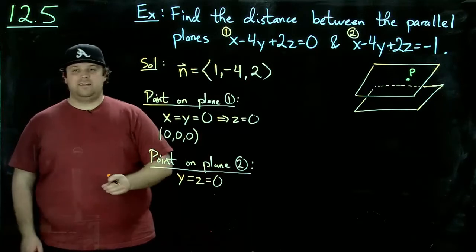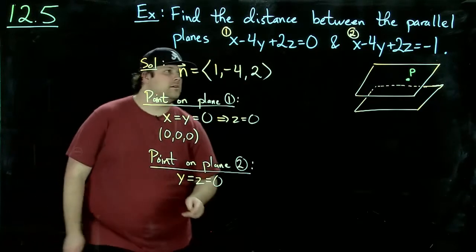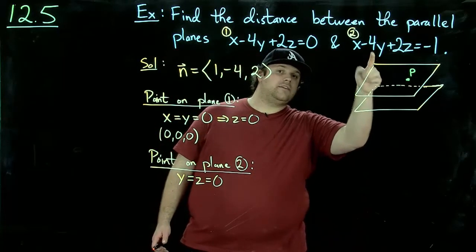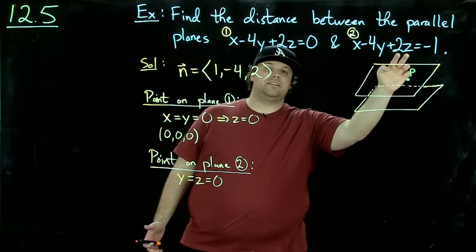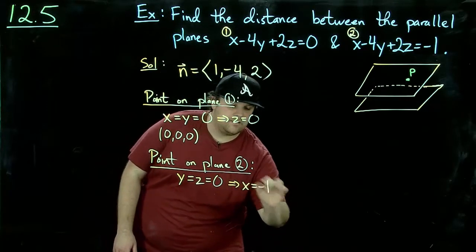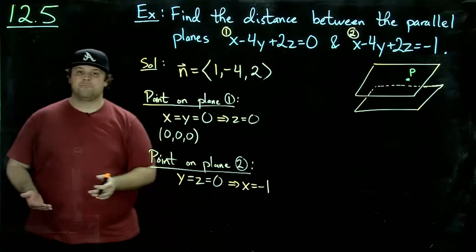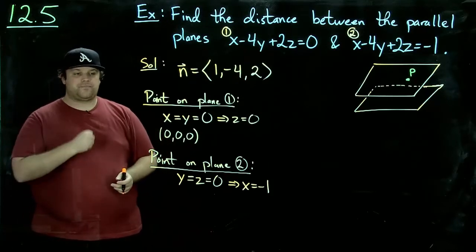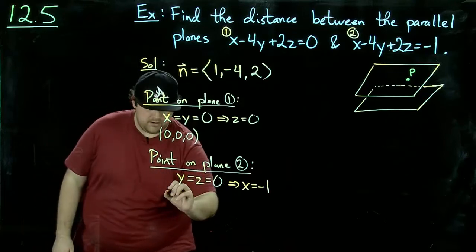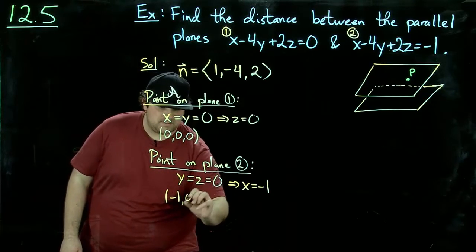Because right away, what do we see? Well, if we plug in y equals 0, this is gone. If we plug in z equals 0, this is gone. And all we're left with is x equals minus 1. So a point on plane 2, then, is minus 1, 0, 0.